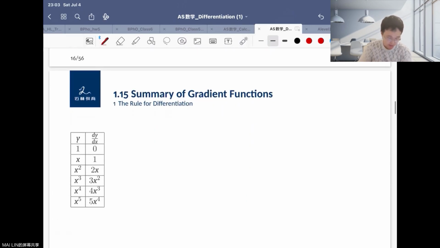So for example, here we can just try to solve all the gradient functions, and you'll find that y and dy over dx have exactly this kind of relationship: dy over dx equals n times x to the power of n minus 1.